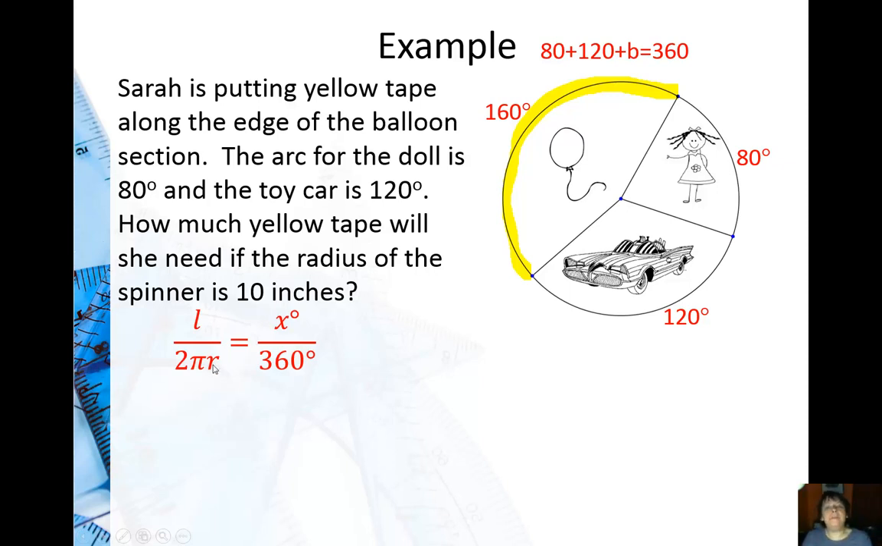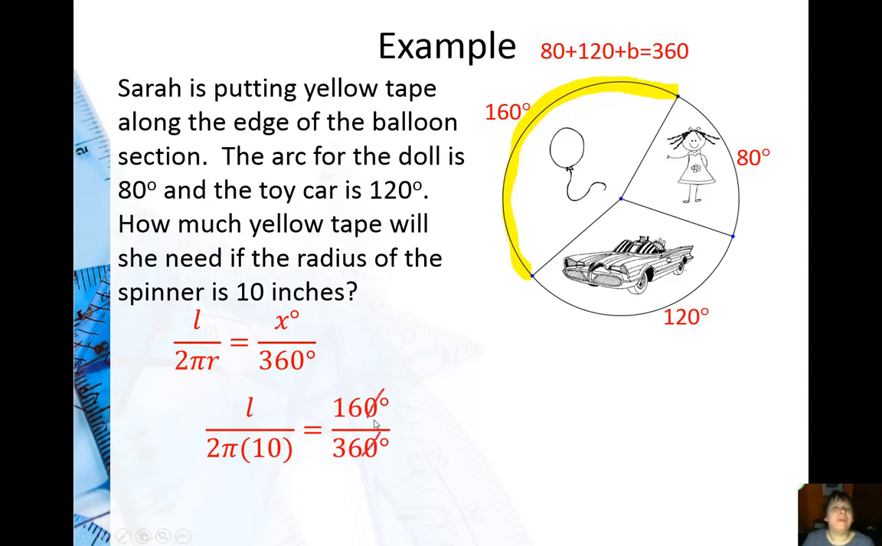The arc length over the circumference is equal to the measure of the arc over the total measure for a circle, which is 360. Now I'm going to substitute in my values. L over 2 pi times 10 is 160 over 360. Now I can say this is 20 pi, and I'm trying to solve for L. So I'm going to multiply.